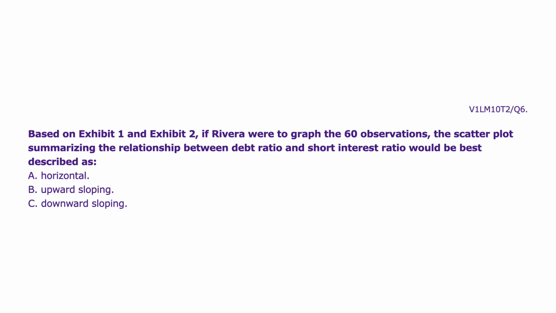Based on Exhibit 1 and Exhibit 2, if Rivera were to graph the 60 observations, the scatter plot summarizing the relationship between debt ratio and short interest ratio would be best described as: A, horizontal; B, upward sloping; C, downward sloping.